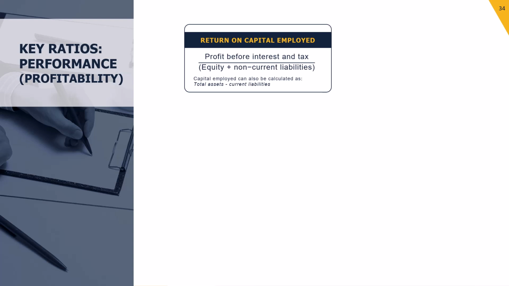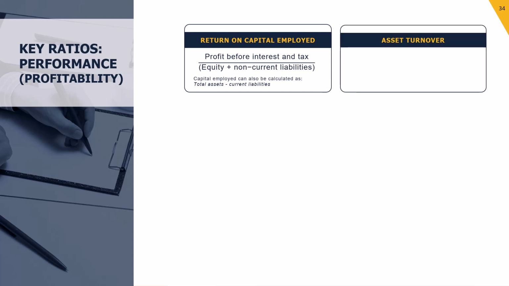Now, what does this measure? Well, it shows us the return that is generated for every dollar of capital employed in the organisation. So it shows how well the directors of the organisation are using the capital employed, the long-term investment, to generate profits. Next then is asset turnover.